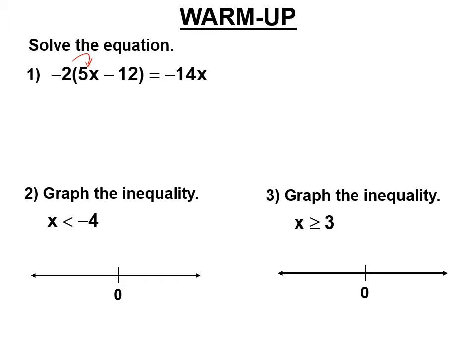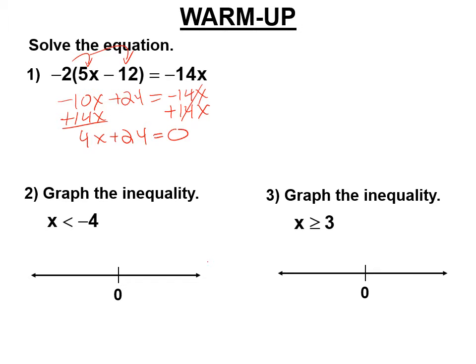So we're distributing a negative there. So we're getting negative 10x, negative 2 times negative 12 plus 24 equals negative 14x. We're going to get the x's on one side. Now, I'm always getting rid of them where there are fewer x's, when negative 14 is smaller than negative 10. So I'm going to add 14x to both sides, and you get 4x plus 24 equals 0, right?